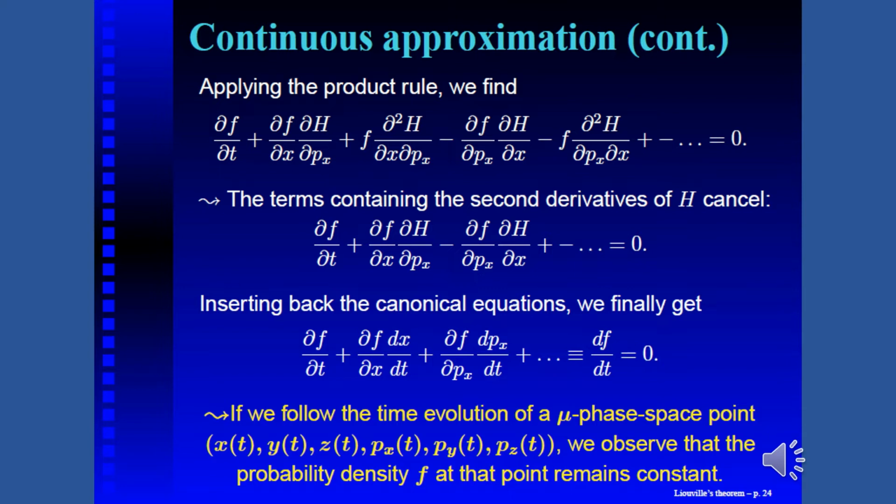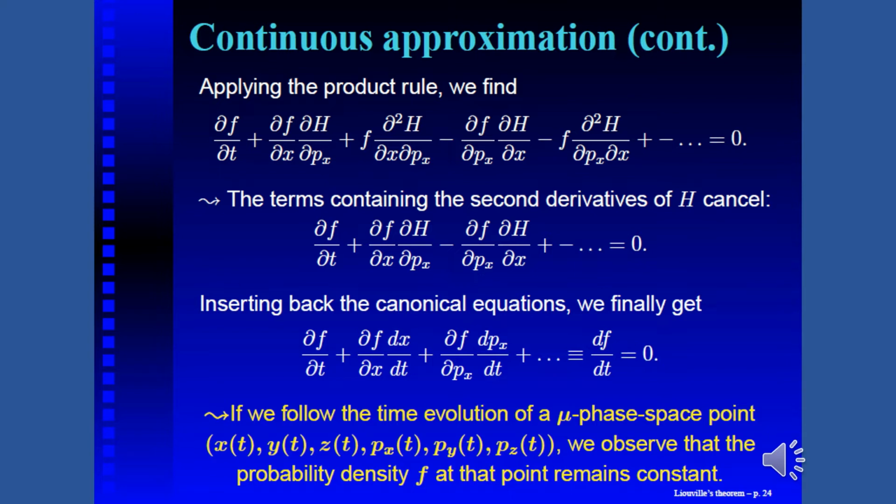Sorry, that is partial f over partial t plus partial f over partial x partial h over partial px plus f into partial square h over partial px partial x minus partial f over partial px partial h over partial x minus f into partial square h over partial px partial x plus so on, that is equal to 0. The terms containing the second derivatives of h cancel, so partial f over partial t plus partial f over partial x partial h over partial px minus partial f over partial px partial h over partial x plus so on, that is equal to 0.